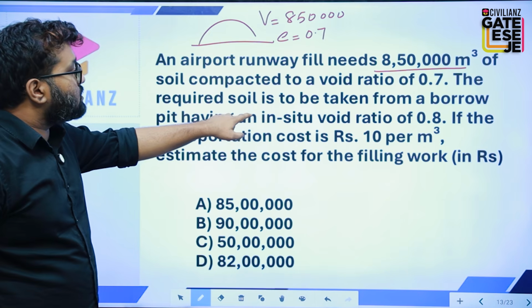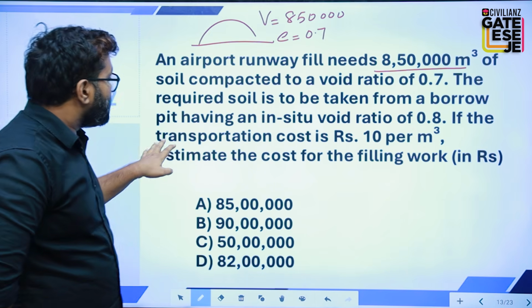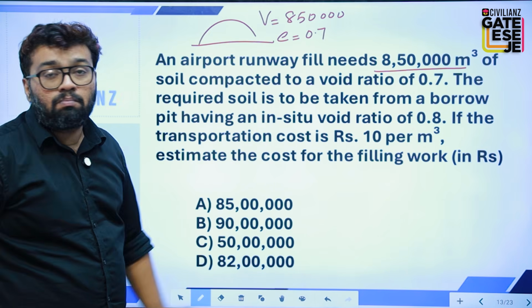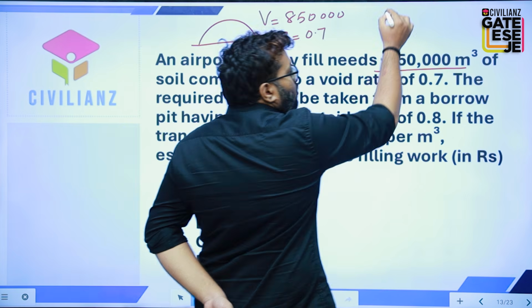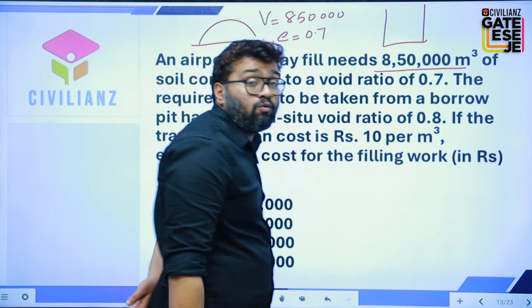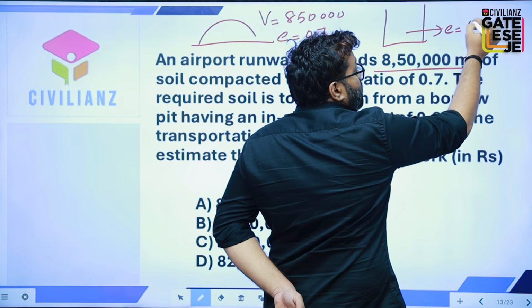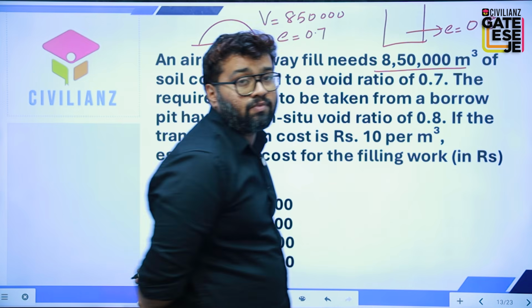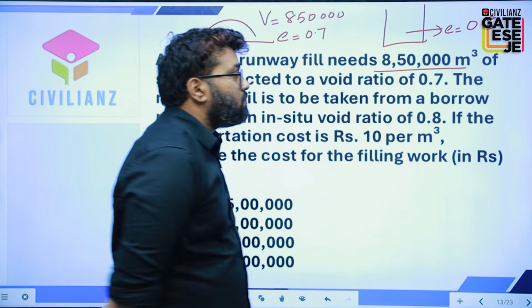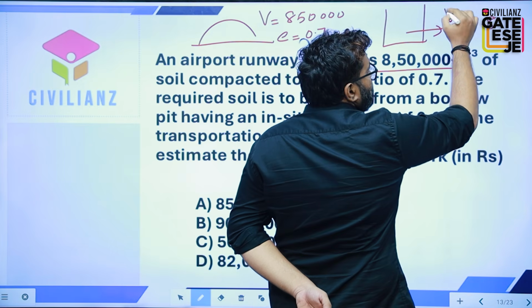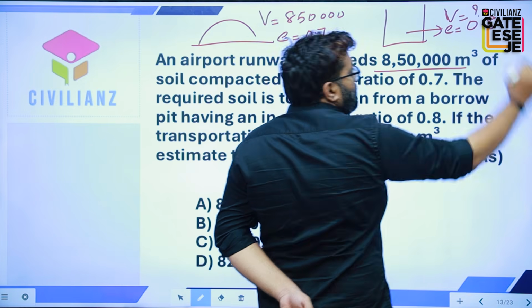The required soil is taken from a borrow pit having an in situ void ratio of 0.8. So the soil is taken from a borrow pit and the void ratio in that borrow pit was e is equal to 0.8. So in this question, the volume of soil is not given.